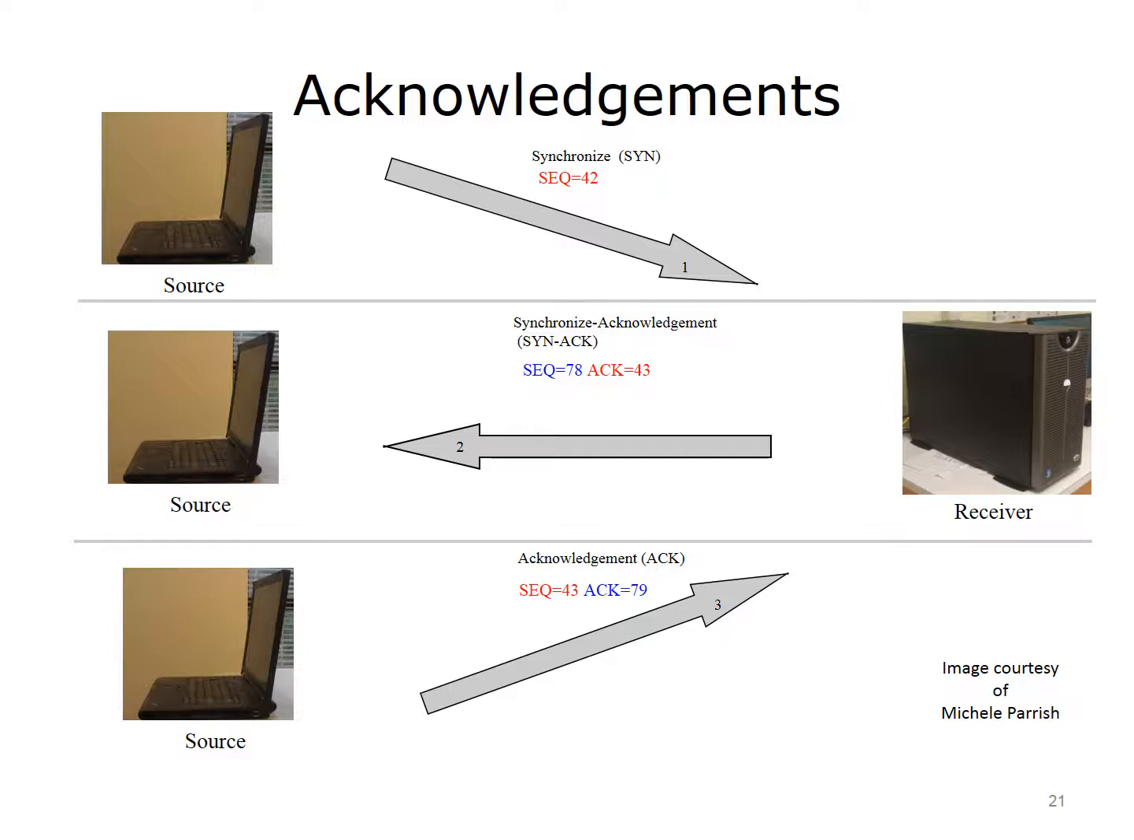The sequence number is set to the received acknowledgement value, i.e., A+1, so 43, and the acknowledgement number is set to one more than the received sequence number, i.e., B+1 or 79. What would be the sequence number and acknowledgement numbers of the next segment coming from the server? You're right. The sequence number would be 79 and the acknowledgement would be 44.